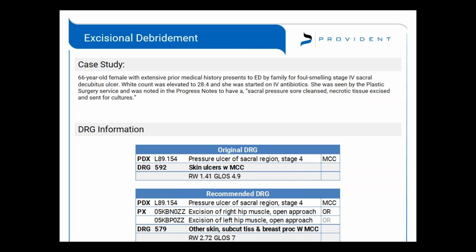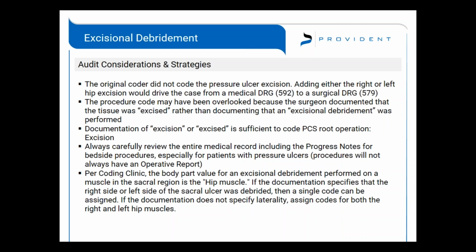The original coding, the coder went with pressure ulcer of sacral region, stage 4. It's a DRG of 592. They did not see that the patient actually had an excisional debridement, so adding those codes would shift it to a surgical DRG of 579. Just looking at the specifics here, the coder did not code the excisional debridement.